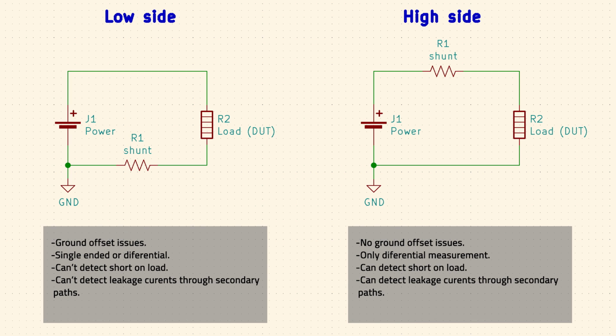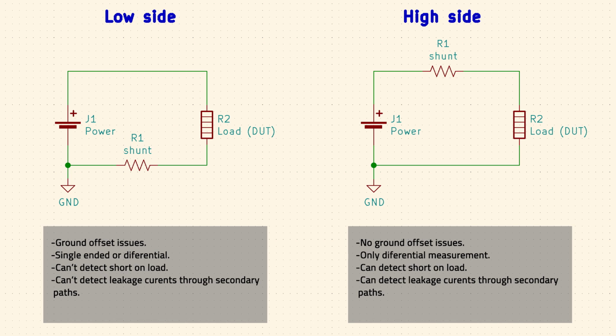Here is a side by side comparison. When used in a low side configuration, there is the effect of the ground offset, which depending on your application may or may not pose problems. When used in a high side configuration, you must use a differential input amplifier for sensing the voltage drop, while in a low side configuration, you can get away with a single ended amplifier.